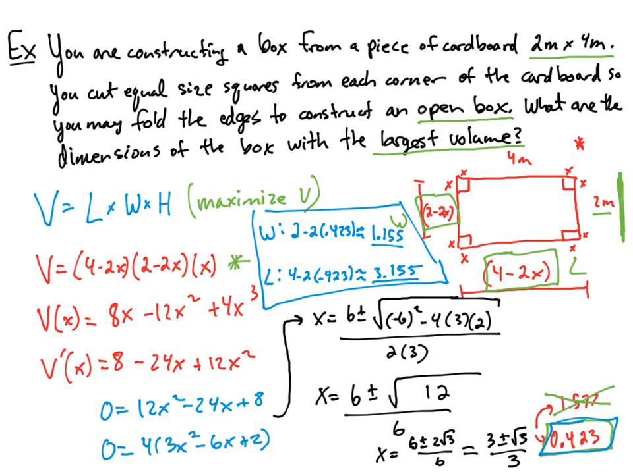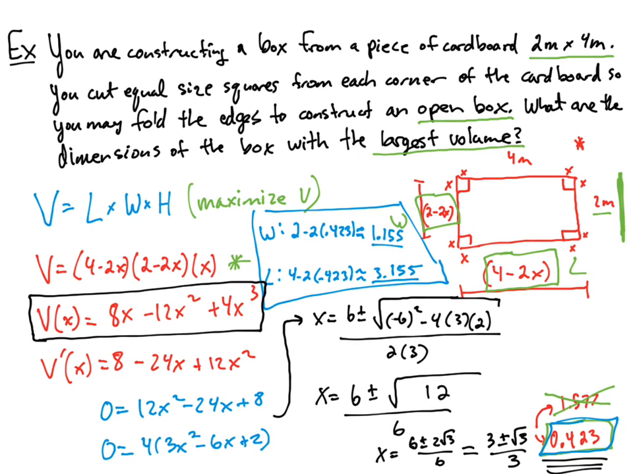One thing I'll say before moving on, since we were maximizing this volume equation: we found out what the critical value was, and the critical value is just telling us where the value of the derivative is equal to 0. In other words, when is the tangent line horizontal? In other words, when does the function change from increasing to decreasing or decreasing to increasing?